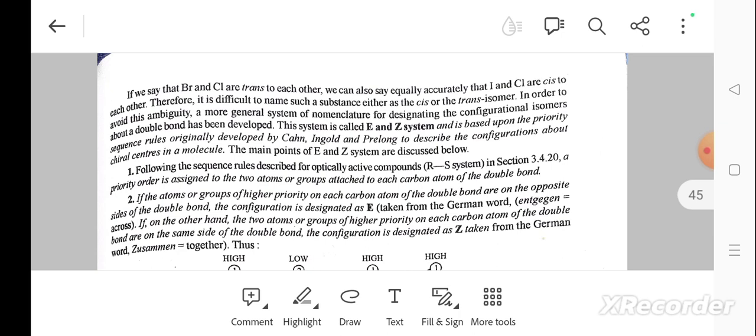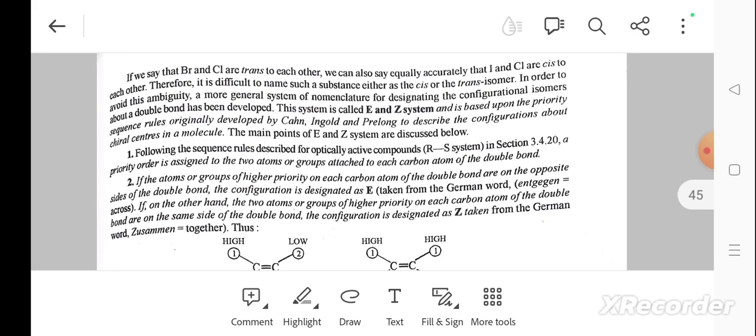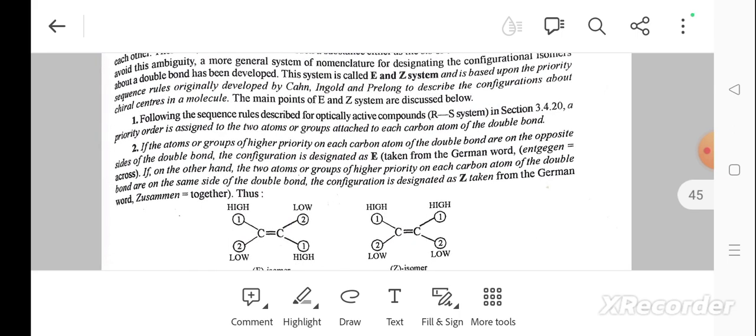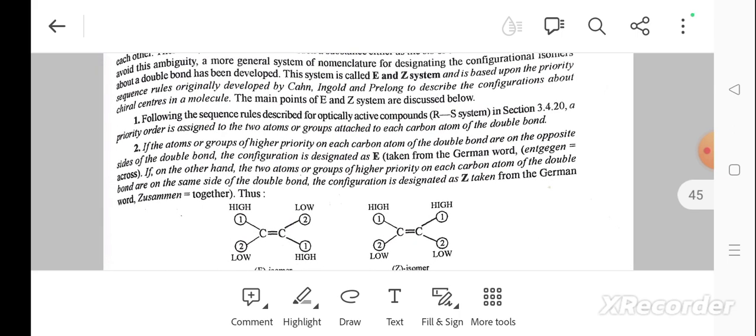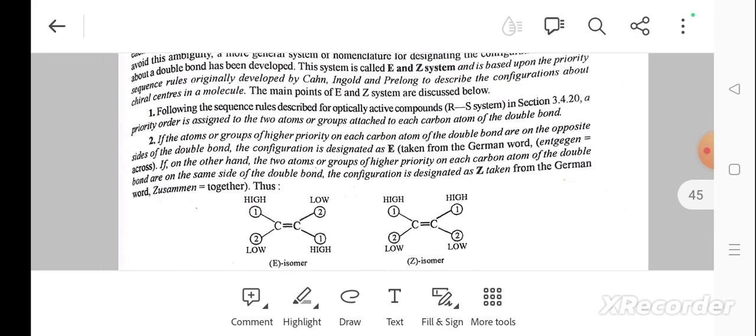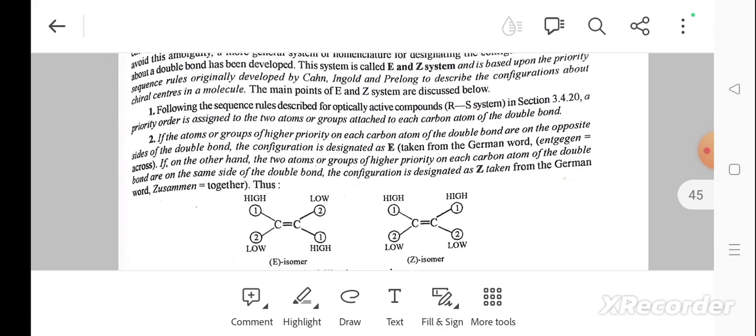This is called the E-Z system and is based upon the priority sequence rule originally developed by Cahn, Ingold, and Prelog to describe the configuration about the chiral center in a molecule. The main points of the E and Z system are discussed below. First, following the sequence rule described for optically active compounds, the RS system in section 3.4.20, a priority order is assigned to the atoms or groups attached to the carbons of the double bond.